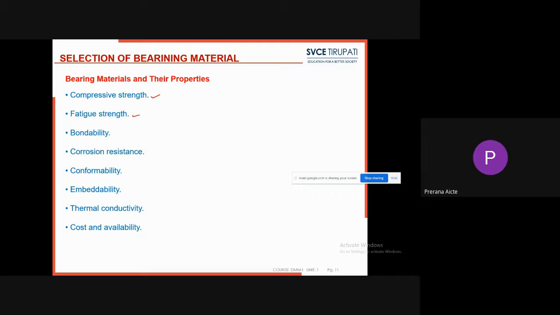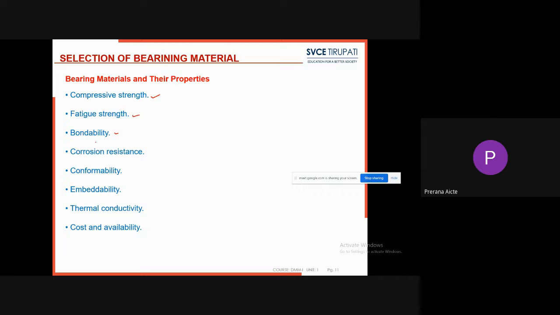Okay, bondability means what? Whatever material you use in bearing manufacturing, it should have high hardness. If you have more layers or more grains in the material, it is easier to resist more loading. That is, the bondability is always very high. The bondability mainly depends on the hardness of the material.